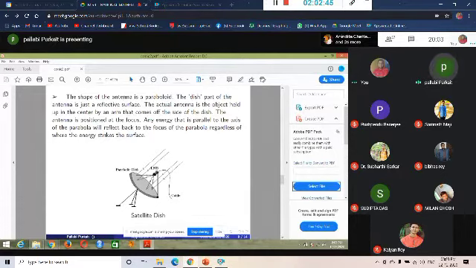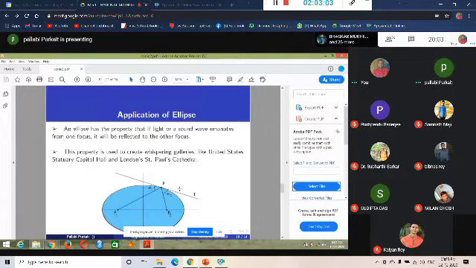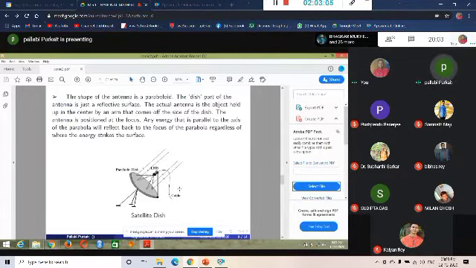Then any energy that comes parallel to the axis of this paraboloid will pass through the focus, which is my actual antenna, where the cable is connected. This is how we can see the TV. We can get this signal, and that is how the satellite dish actually works.